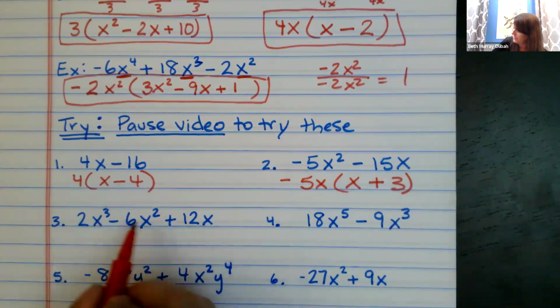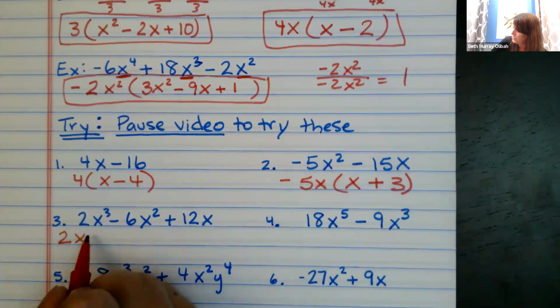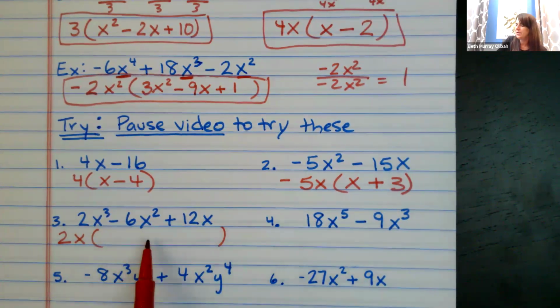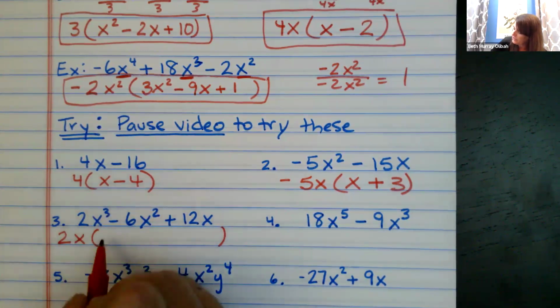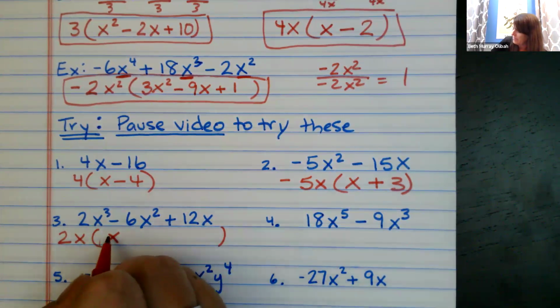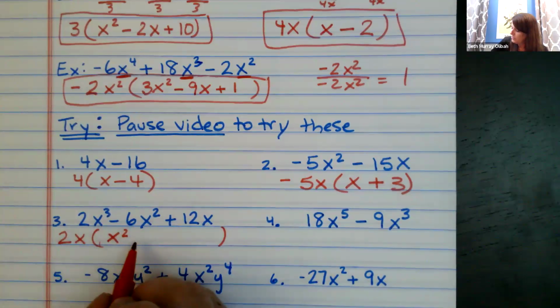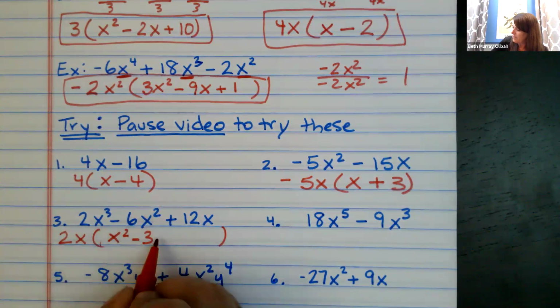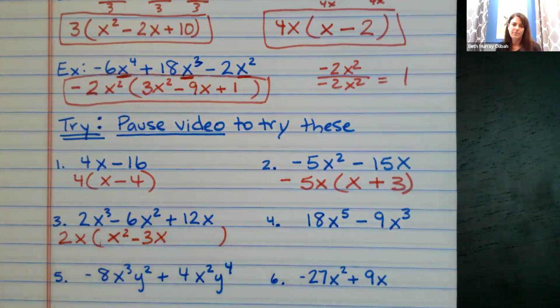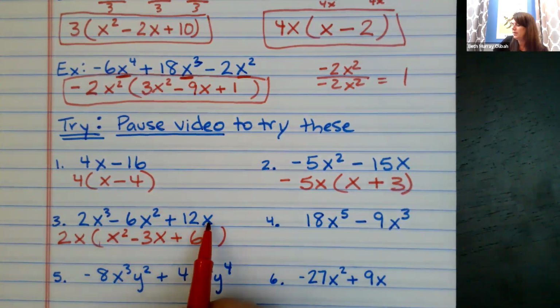For the next one, I need to be careful. I have 3 terms, so I only can take out what works for all 3. So I'm going to take out a 2 and an x. I better have 3 terms in here if I did it correctly. 2x to the 3rd divided by 2x would be 1. So you can write the 1 if you want to, but you don't have to because I have an x squared that would go with it. -6 divided by 2 is -3, and I would still have 1x left after taking 1 out. And 12 divided by 2 is +6. There was only an x, and I took out an x, so there should be no x with the 6.